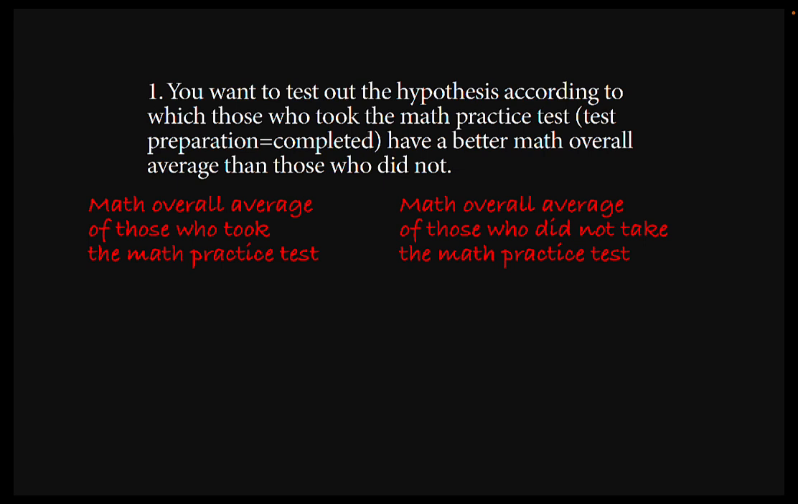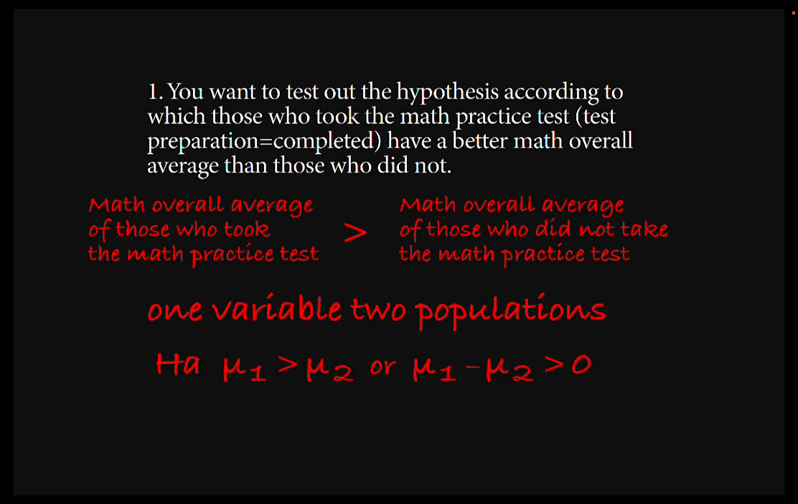So perhaps the last question is, are the same individuals measured twice? And in this case, again, it seems pretty clear that we have actually two different groups of people. And so this is an instance of a one variable, two populations sort of problem. And our claim is that the people who did the preparation test did better on average than those who did not. So my hypothesis expressed in mathematical terms is going to look like this.